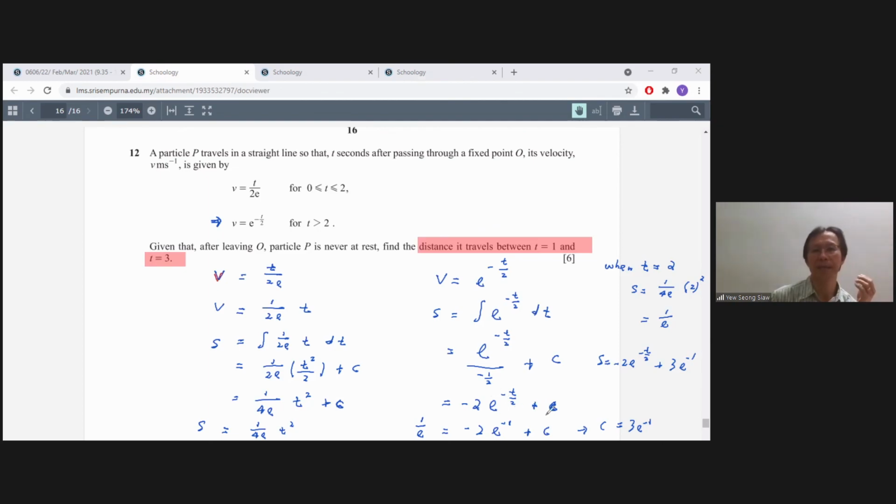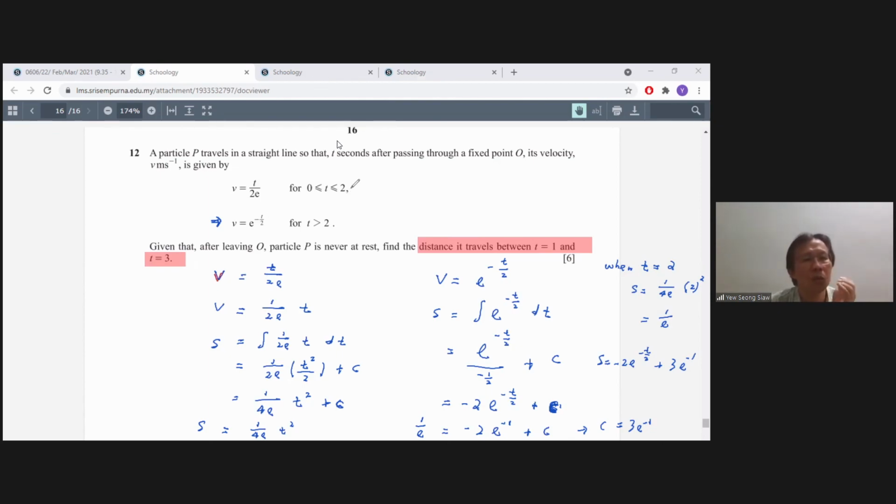Okay, the tricky part is the C here. Many of you will not know how to find the C. You have to take time 2 here to find it. Why do you take time equals 2? Because you see the description here. When the particle moves from 0 to 2, you follow this equation. But after 2 seconds, you have to move to the next equation. The next equation starts when time equals 2.